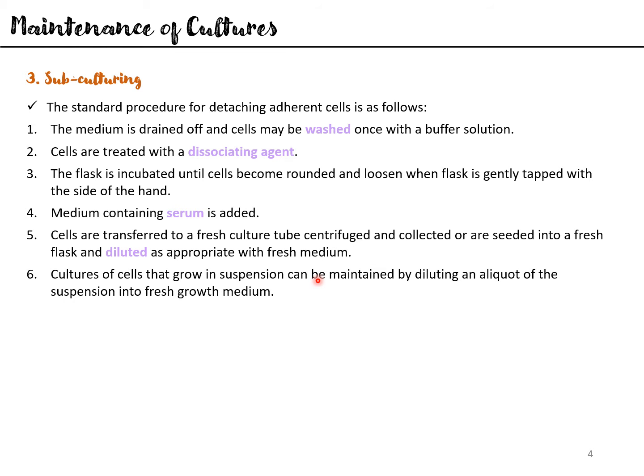Now, cultures of cells that grow in suspension can be maintained by diluting an aliquot of the suspension into fresh growth medium. So you simply pipette out a little bit of the already growing cells. You count them, you get an idea of how many cells you need to add to how much medium, depending again on what cell density you want to maintain. And you simply mix that amount of cells along with the media in which it is present into fresh media. So it's relatively much simpler.